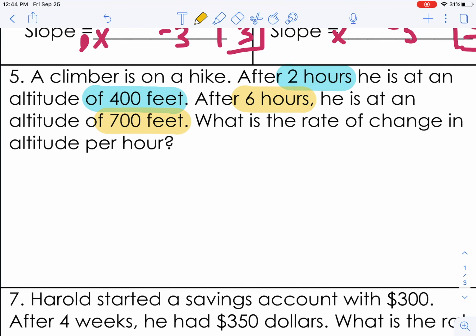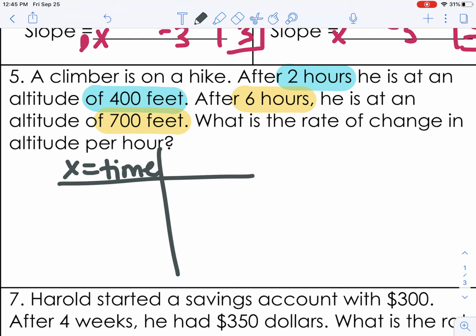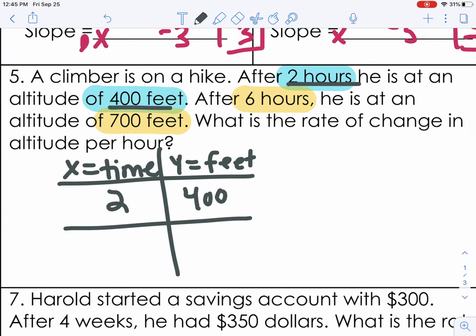So we're going to put this information in a table. Usually x is time. So when we're doing this, our x is time in hours, and our y is feet. So this first one that's given is 2 hours, 400 feet. The second one that's given is 6 hours and 700 feet.